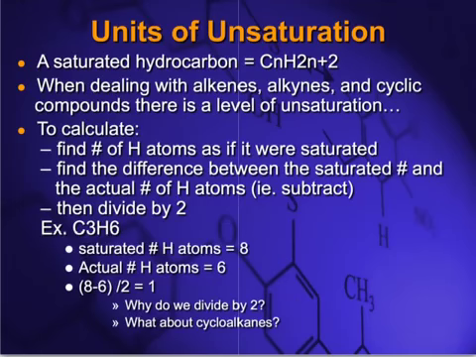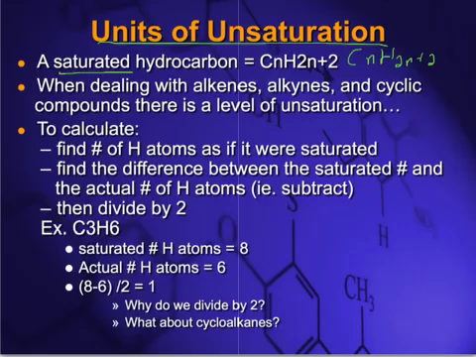A term chemists use to describe unsaturated hydrocarbons is the units of unsaturation. If you recall, alkanes, which are saturated hydrocarbons, have a general formula of CnH2n+2. These saturated compounds cannot hold additional hydrogens. They have the maximum number of hydrogen atoms. So then when we talk about alkenes, alkynes, cycloalkanes or cycloalkenes, we know that they can hold additional hydrogens.